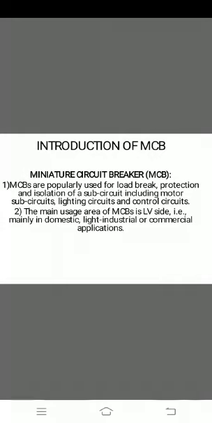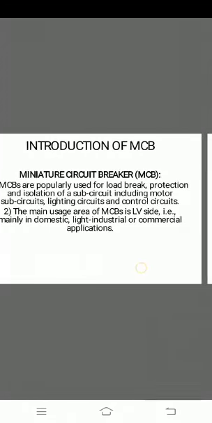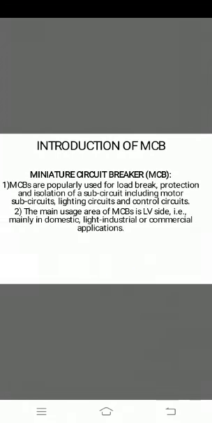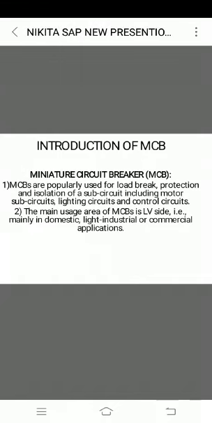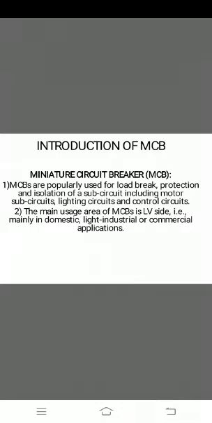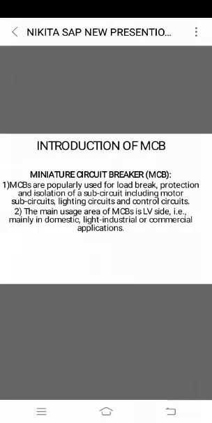Miniature circuit breaker. The full form of MCB is miniature circuit breaker. MCBs are popularly used for load break protection and isolation of sub-circuits including motor sub-circuit, lighting circuit and control circuit. Means the MCBs are popularly used when there is overcurrent in the system, then the MCB protects our circuit from fault and burning.